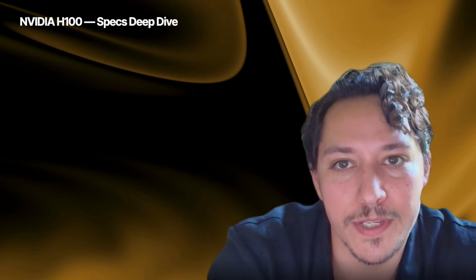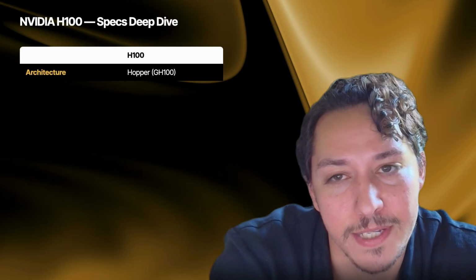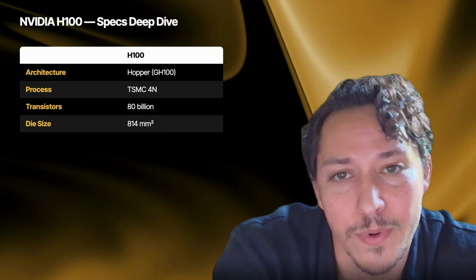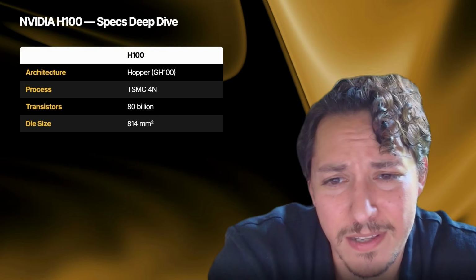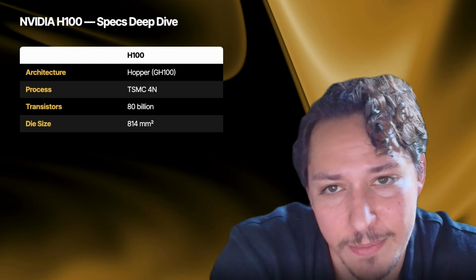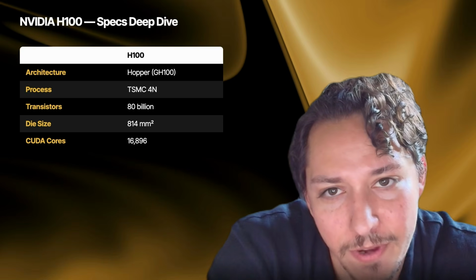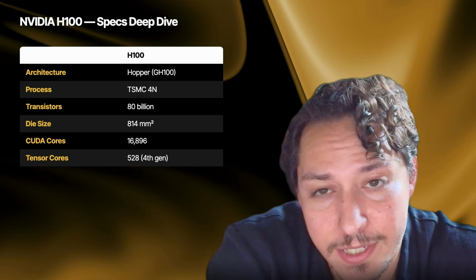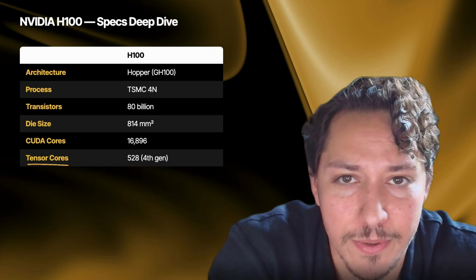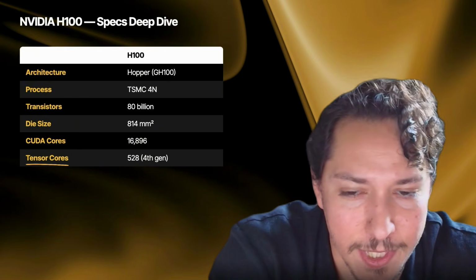The H100 is built on the Hopper architecture, NVIDIA's GH100 die, fabbed on TSMC's 4N process. It's 80 billion transistors on an 814 square millimeter die. For context, the A100 was about 54 billion transistors on a smaller die at 7 nanometers. You've got 16,896 CUDA cores and 528 fourth generation Tensor cores. The CUDA cores handle your general purpose compute. The Tensor cores are the ones doing the heavy lifting for AI workloads: matrix multiply operations at mixed precision.